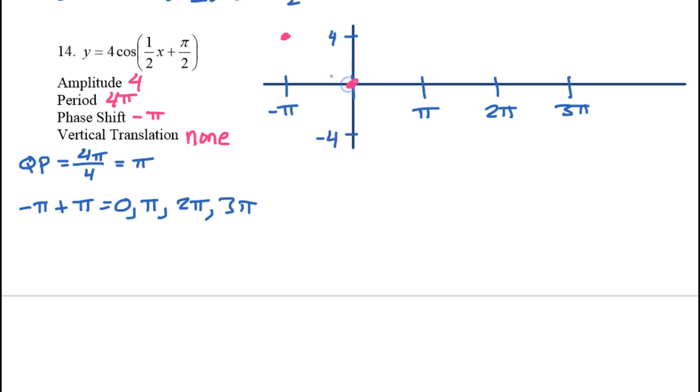So the second dot will be at the midline, and then it will be at its lowest point, and then back to the midline, and then at its highest point again. So this cosine function for problem number 14 should look like this.